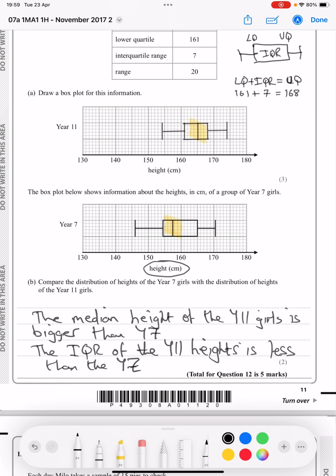Okay. Which some people may say is a measure of consistency, because that box is the middle 50%. But at the end of the day, I'm just asked to compare the two. I've used the word height, so I've got the context. That's good.